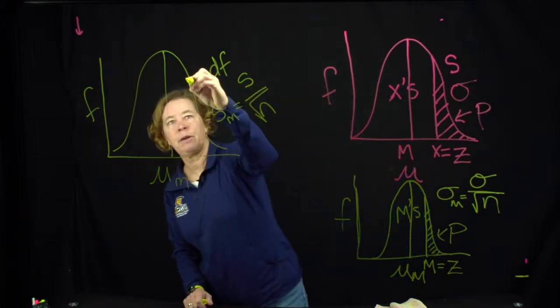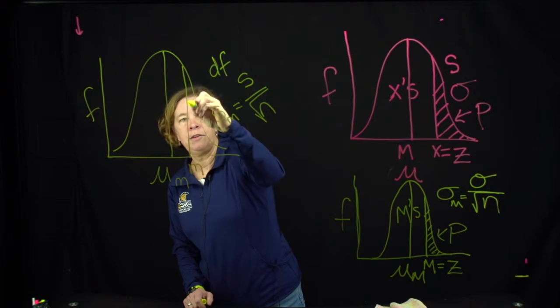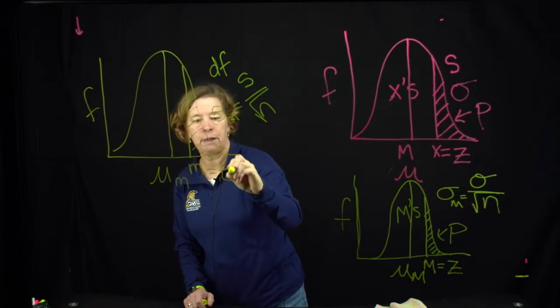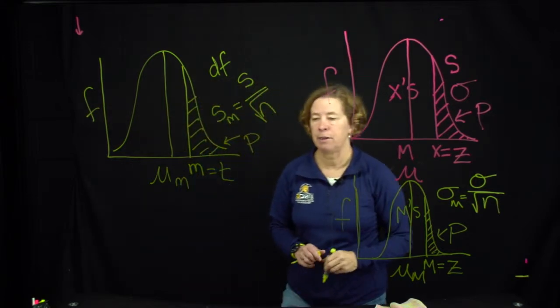And then the question asks you, okay, what's the likelihood of getting a mean that is this big or bigger? And so we solve for t because that mean is paired with a t. We look it up and we find out what the probability is.